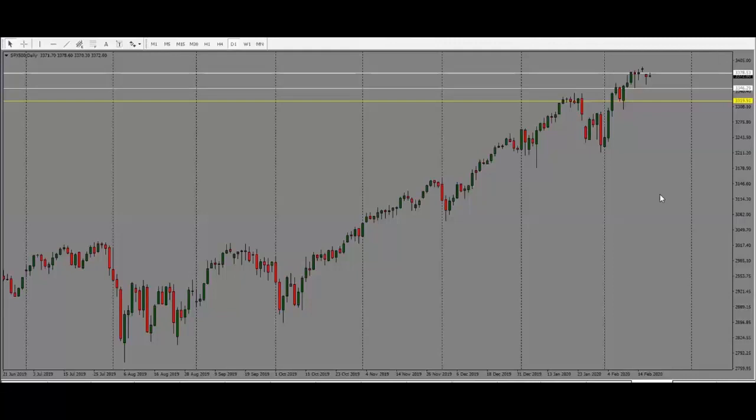And if the equities start to go up, then we know our safe haven assets would drop. So gold and silver are likely to drop in that scenario, and all the yen crosses are likely to go up, as well as the Swiss franc crosses.